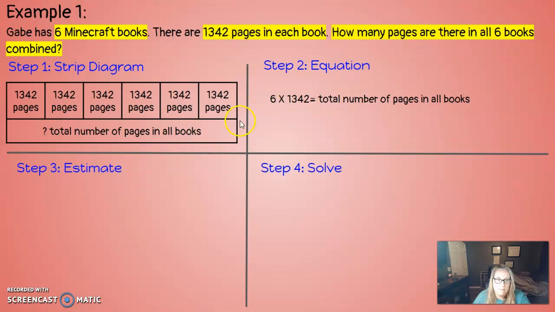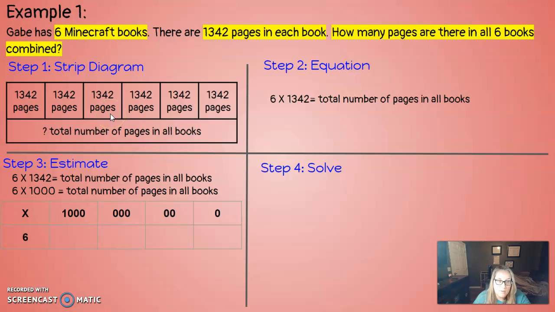Now I'm going to use this information, and I'm going to actually do my estimate. So I'm going to go ahead and keep my 6 the same because that's a pretty easy number to use. But 1,342, not so easy. So I'm going to use 1,000. So 6 times 1,000, and it's going to give me my total number of pages because it's an easier number to use. Again, I'm going to set up my partial product. Remember, with partial product, we actually break it into expanded form. So for 1,000, it's 1,000 plus 0 plus 0 plus 0.